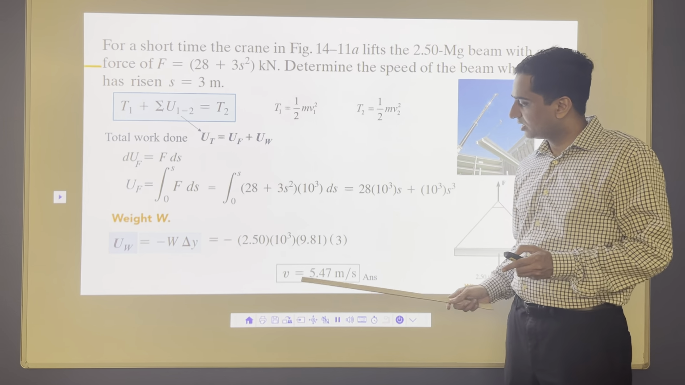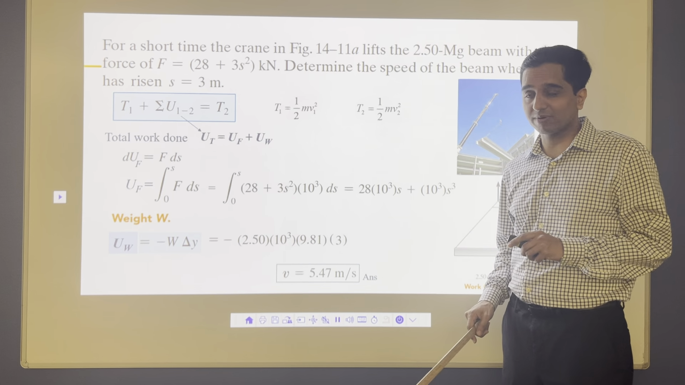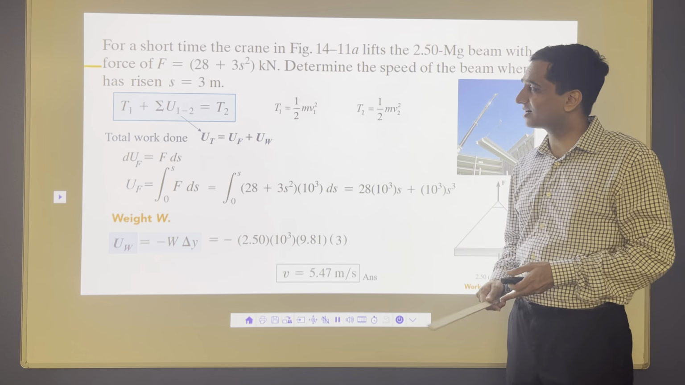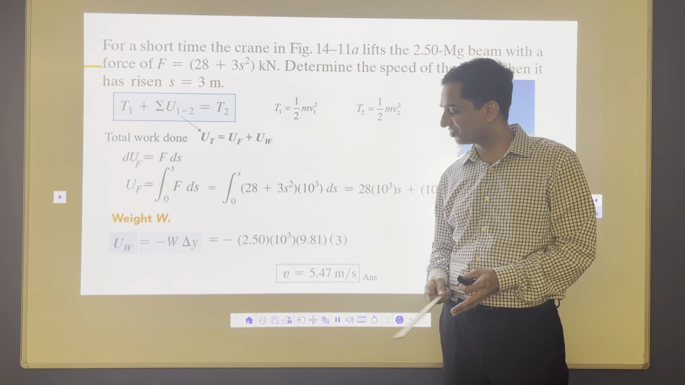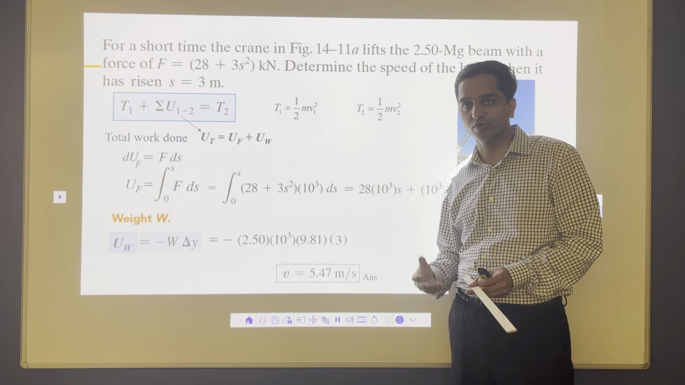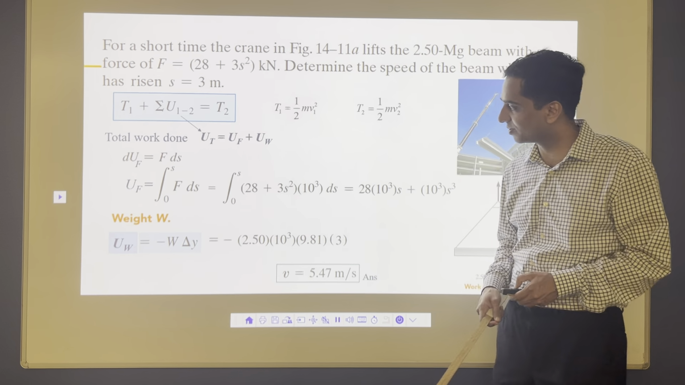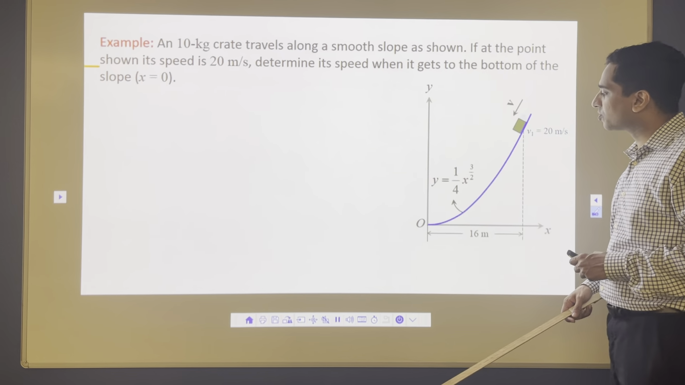Alright then, that's how you can solve the problem. This one is a solved problem from the book. If you want to practice, change the numbers, change the weight, change the distance, and see what results you will get for velocity. You can do that if you want to practice this problem. Let's move on to the next problem.